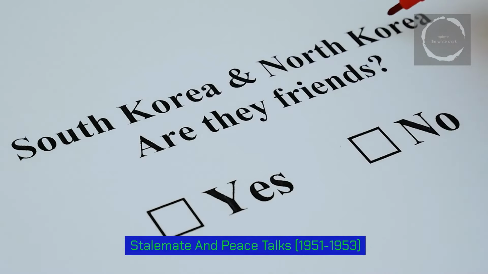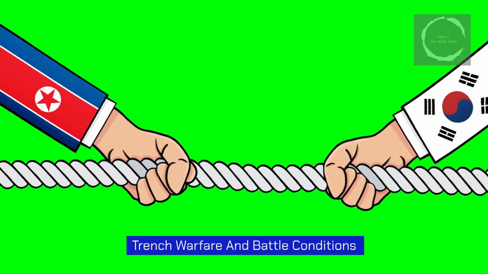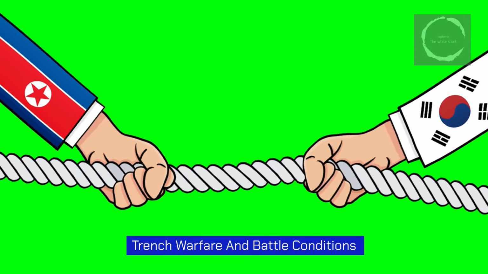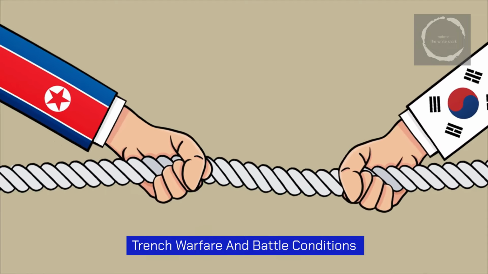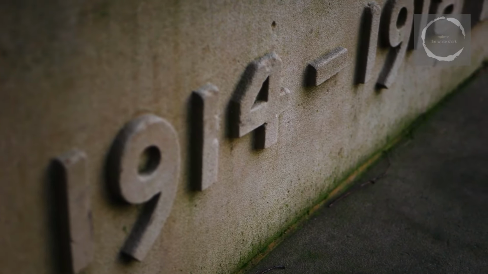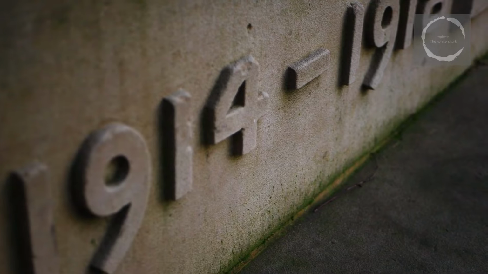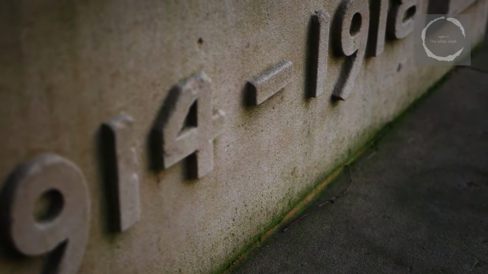Stalemate and peace talks, 1951-1953. Trench warfare and battle conditions. By early 1951, the war had settled into a stalemate with both sides entrenched along fortified positions near the 38th parallel. The conflict took on the characteristics of World War I-style trench warfare with frequent bloody skirmishes and limited territorial gains, which resulted in high casualties.